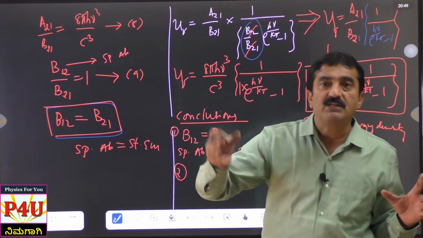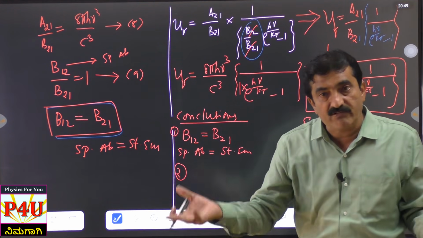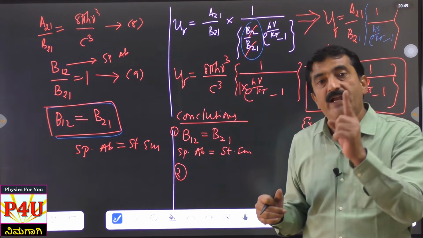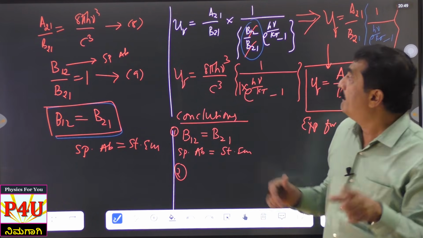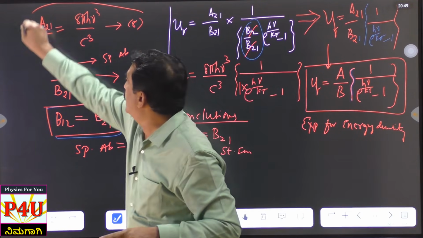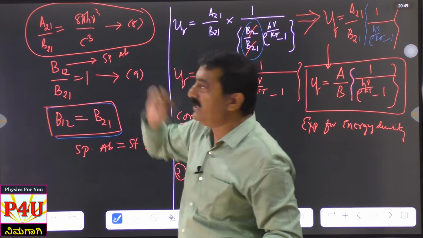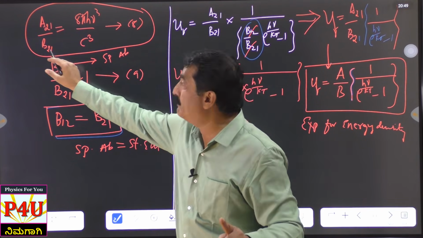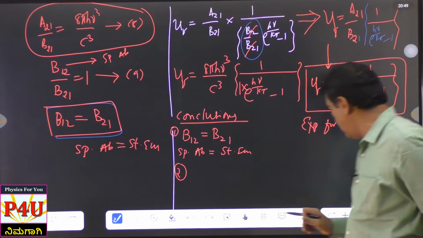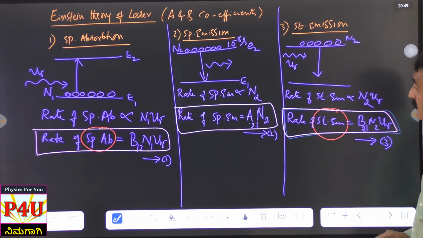If I send radiation of higher frequency, means as the frequency of the radiation increases, the rate of stimulated emission increases. This is what my conscious says. But look at this relation. If nu increases, which one will increase? A will increase, not B. I want B to increase. What is that B? Go back to this.